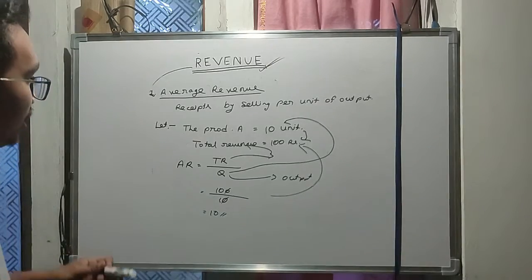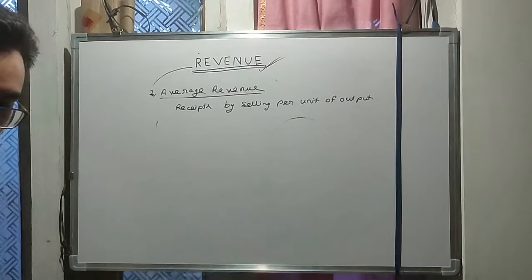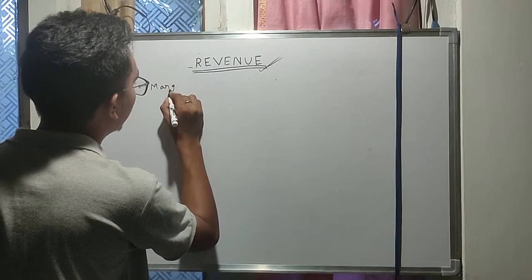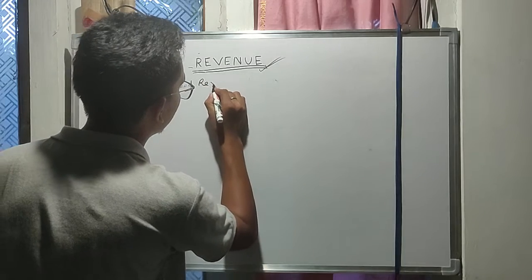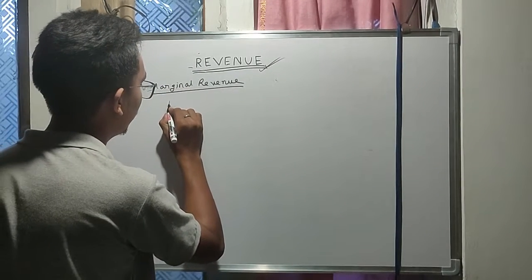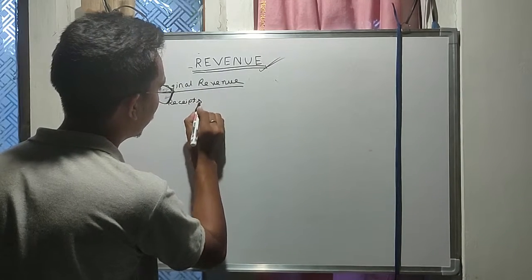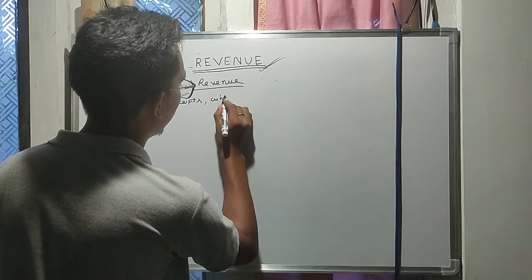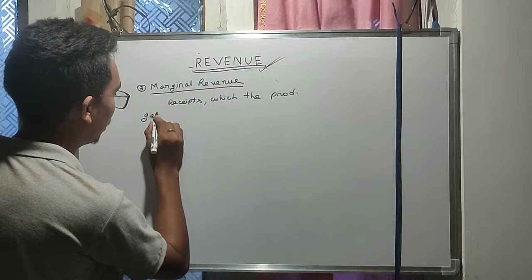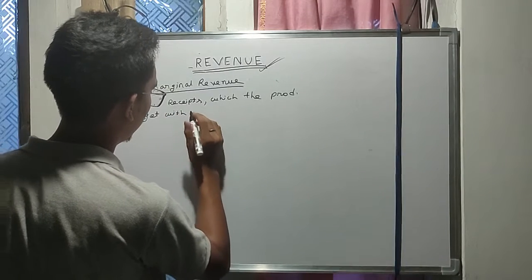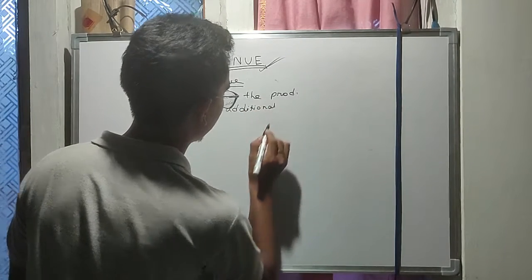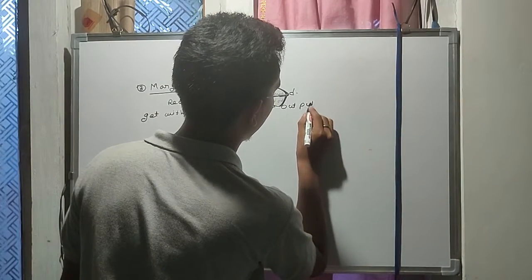Now let's discuss marginal revenue. Marginal revenue is that receipts which the producer gets with selling additional output.